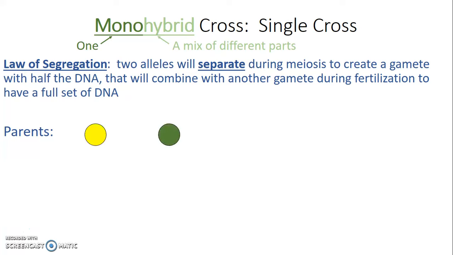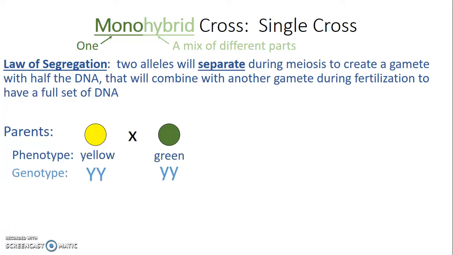If our parents had the phenotypes of yellow and green, so these are pea plants, because remember, we're talking about Mendel, who experimented with pea plants. So the phenotype is yellow and green. The genotype for this yellow one is 2 capital Ys. That tells us, because it's capital, that yellow is dominant and green is recessive, and so there are 2 little y's. The law of segregation says that it's going to split those alleles.